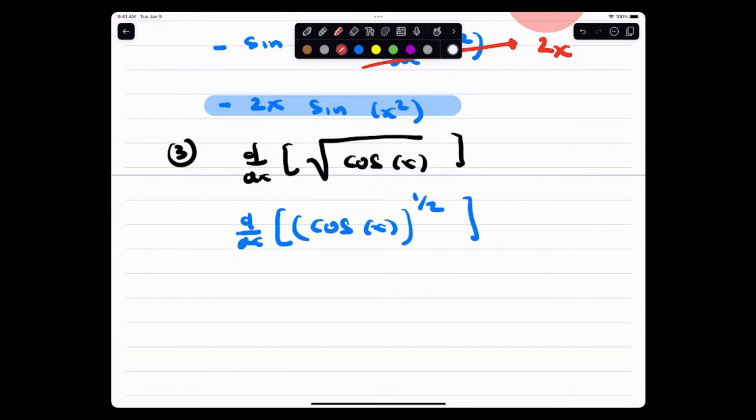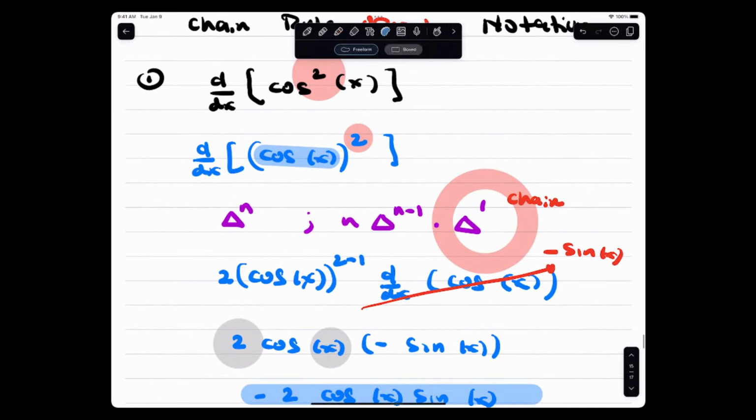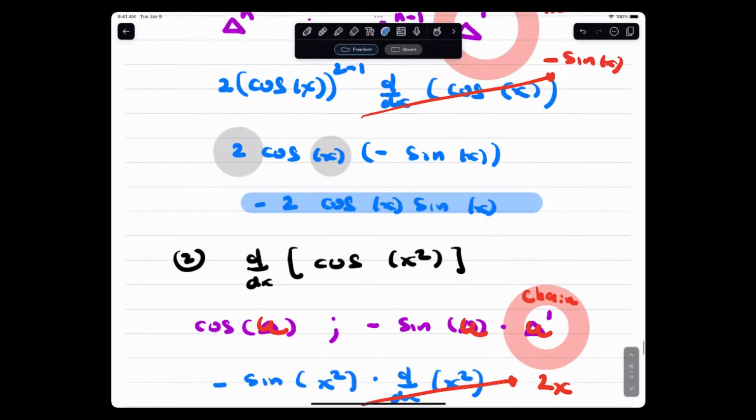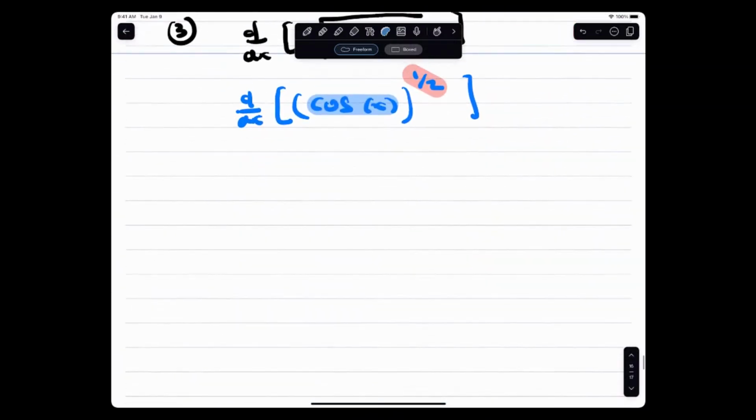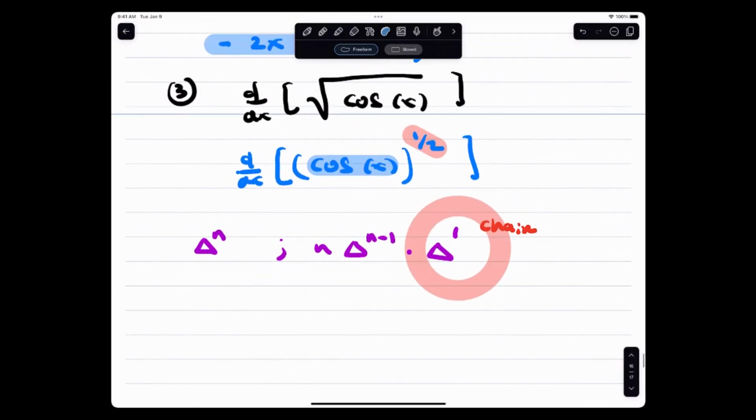So the base here is cosine now. Okay? So you say, is this my base? Yes. And then what's the power going to be? 1/2. So ladies and gentlemen, you're back to using what? The first one. Okay? So you're back using this.